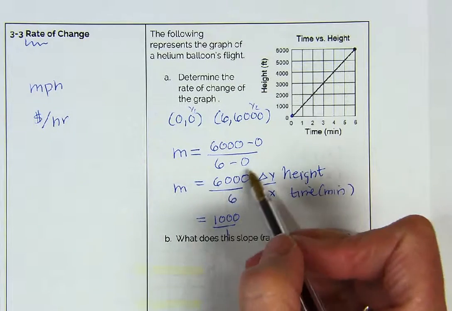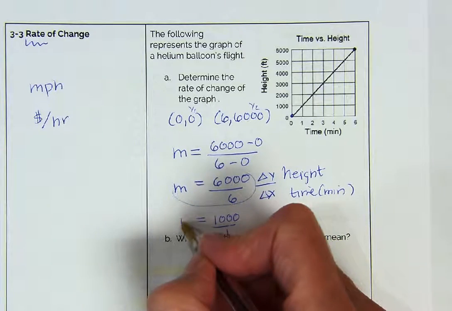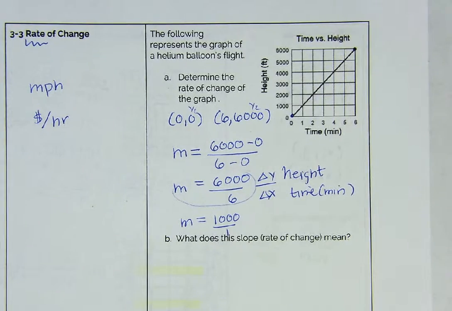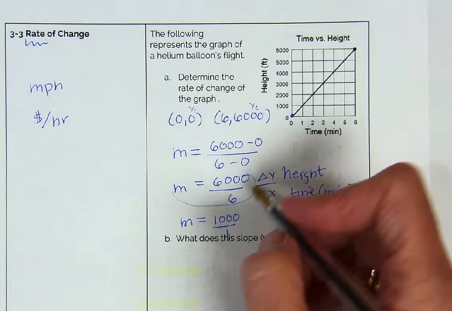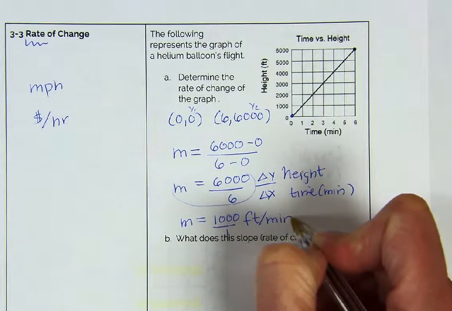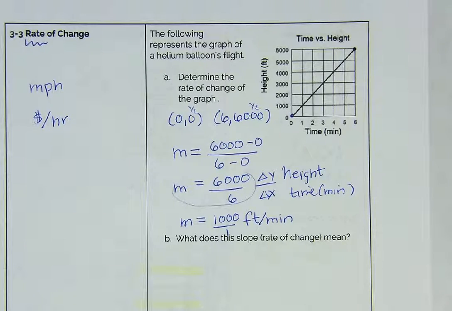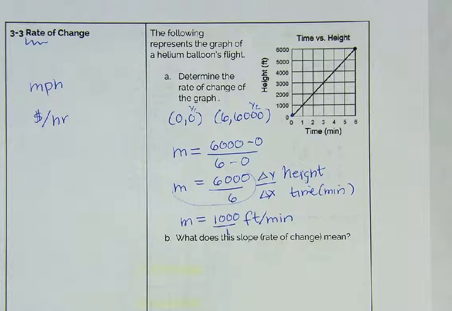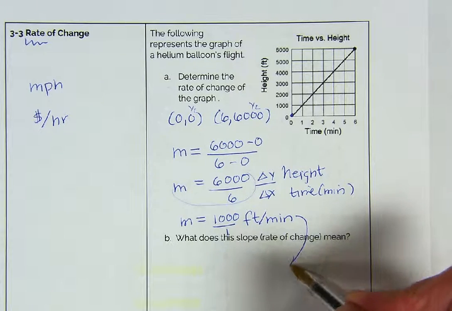So this is what I would call a slope, but when I reduced it and changed it, this is saying that it's going to rise 1,000 feet per minute. And that's really the difference between slope and rate of change, is that you need to get those units on there. And then obviously we're going to use an equation like this to interpret things.